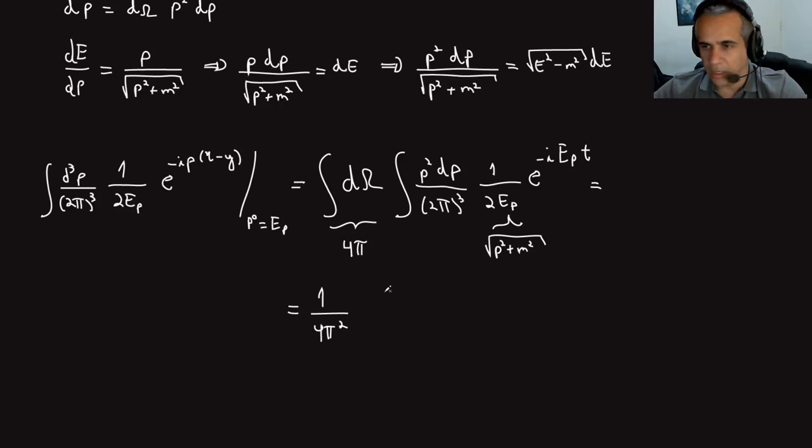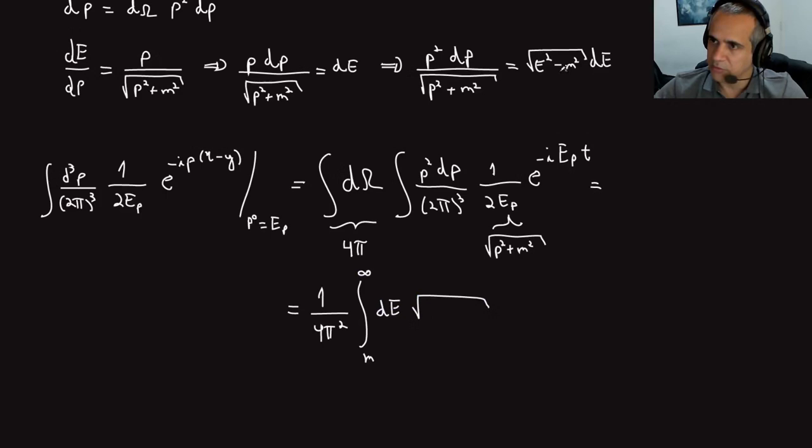Yeah, there's a cancellation between the 4 pi and this factor. And I make the change of variables. Now this is just the modulus of momentum, so it was going from 0 to infinity. That now becomes, when momentum is 0, energy is just m, to infinity. The integral in the energy times the square root of E squared minus m squared, exponential of minus i E t. And now this is the answer.